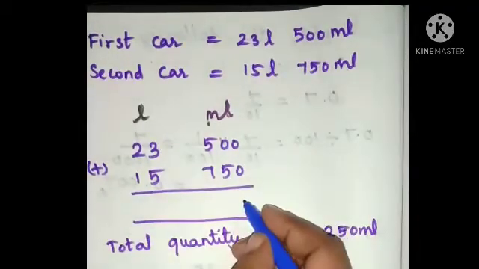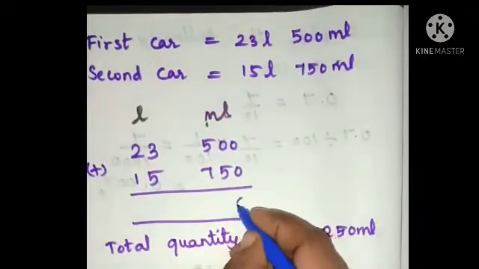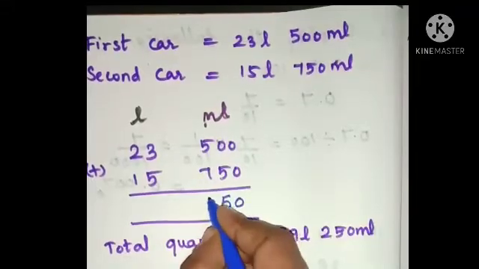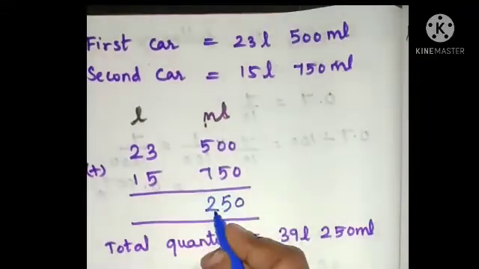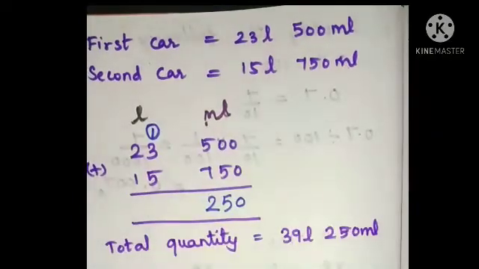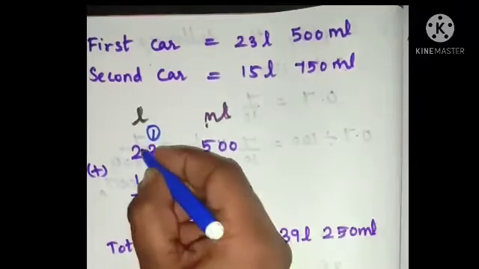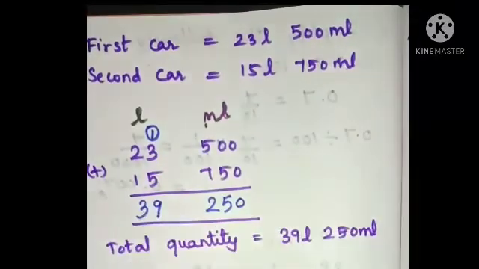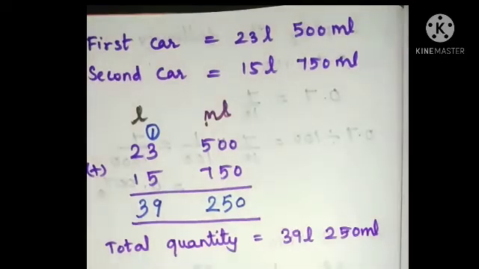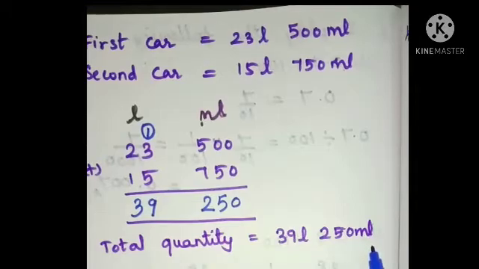So let us start from milliliters. 0 plus 0, 0. 0 plus 5, 5. 5 plus 7, 12. Put 2 here and 1 in the liter place. 1 plus 3, 4. 4 plus 5, 9. 2 plus 1, 3. Thus, the total quantity of petrol is 39 liters 250 milliliters.